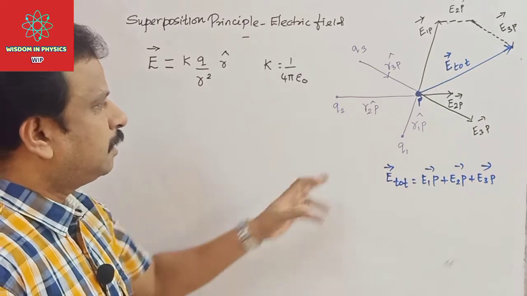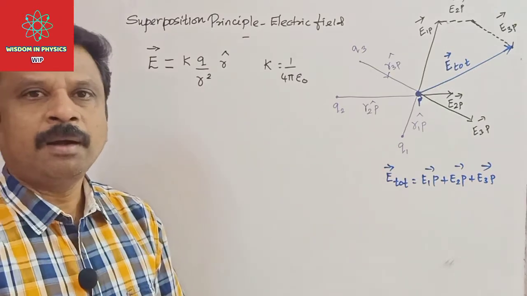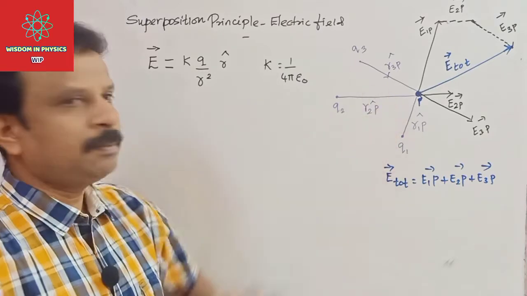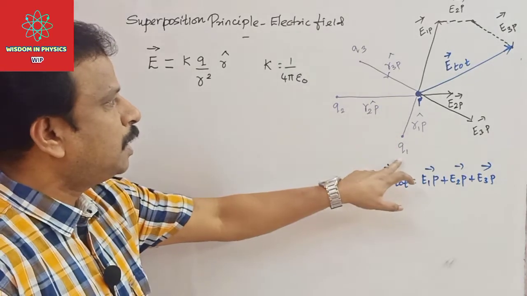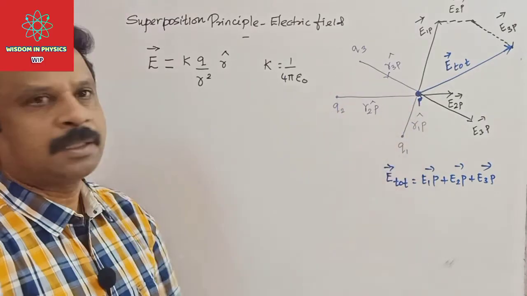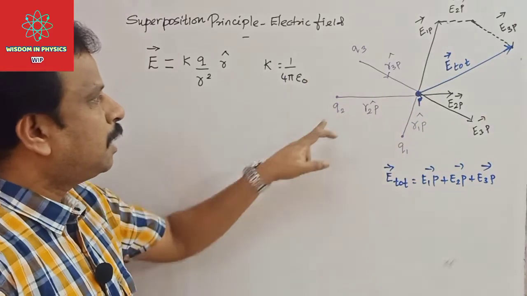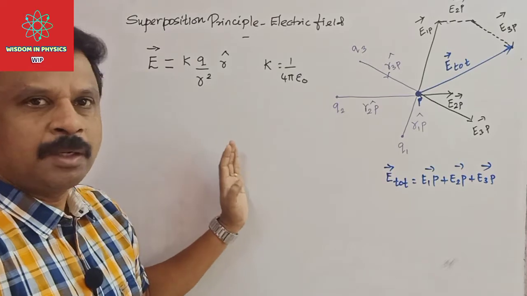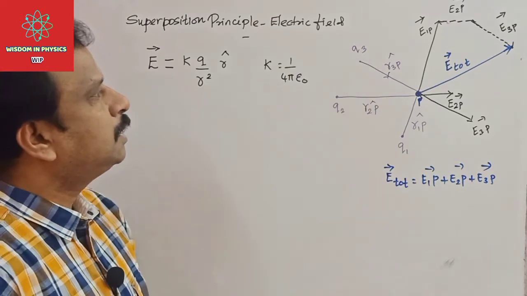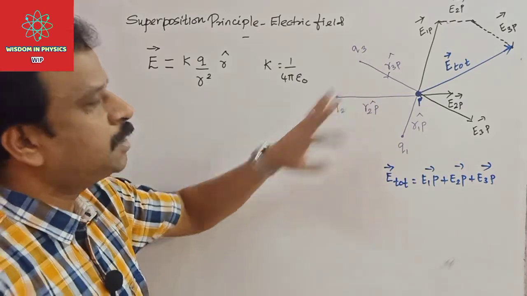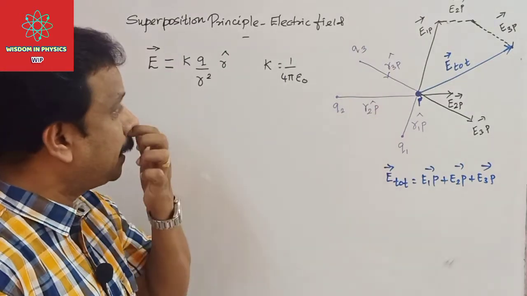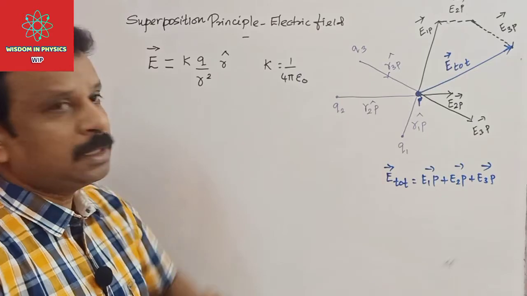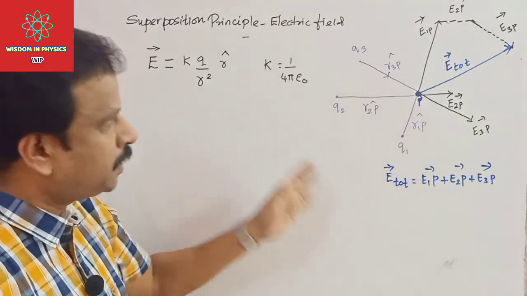See the interesting thing. All the charges are not at equal distance from the point P. All are at different distances. In fact, Q1 is at a short distance compared to other distances, and Q2 is at a long distance compared to other distances. And Q3 is between the two distances. It is not too much short and too much long. That we have to understand first.